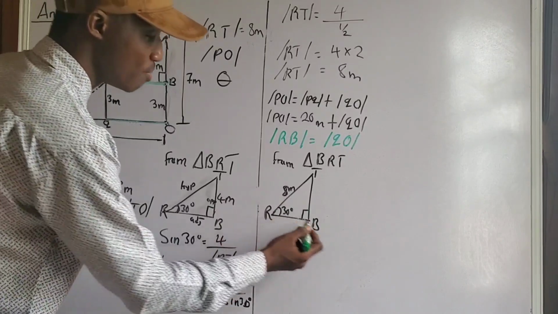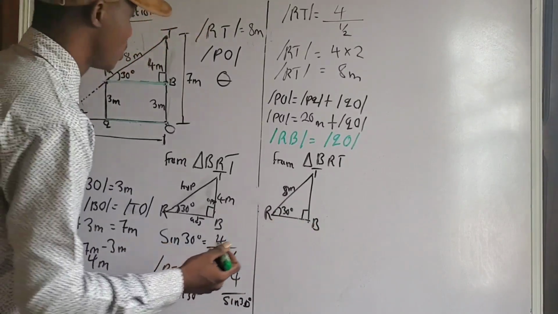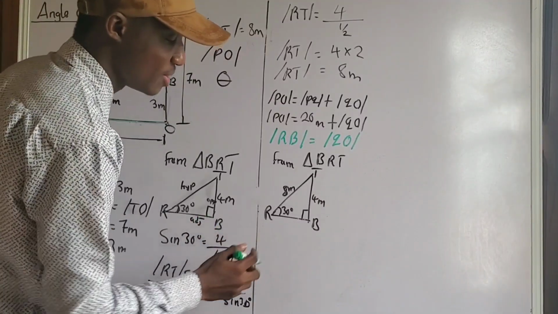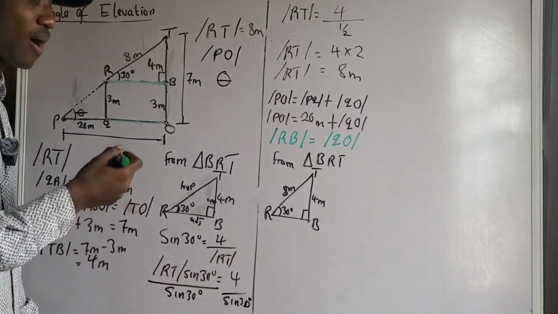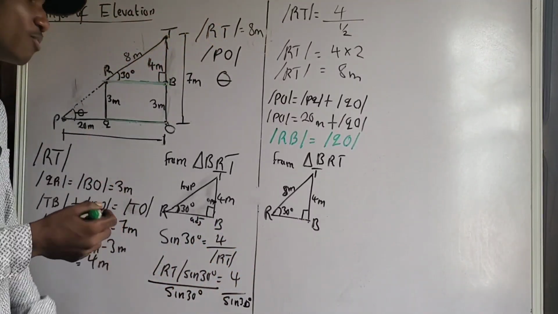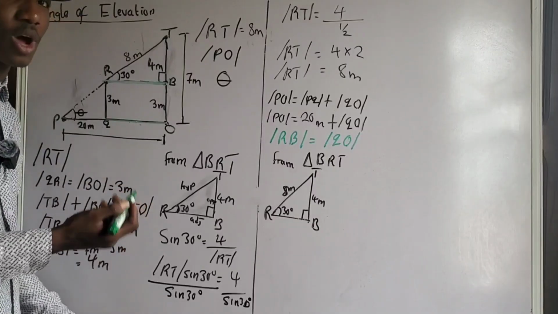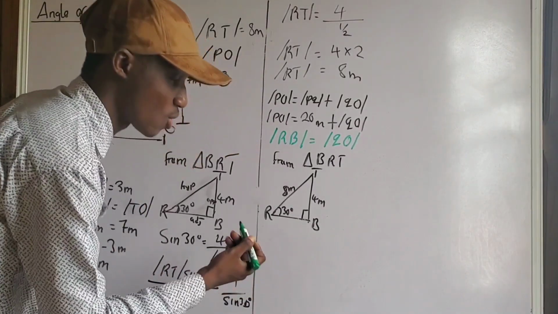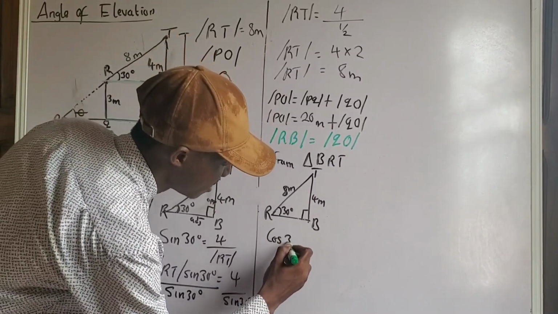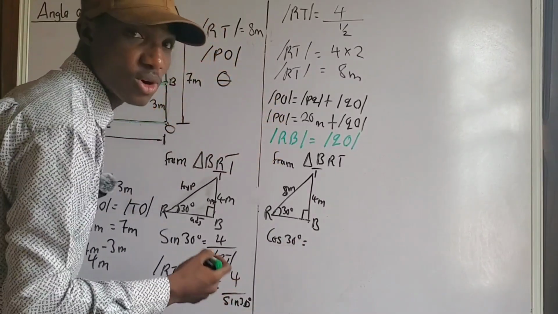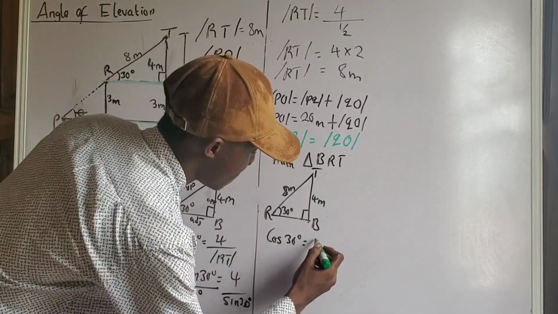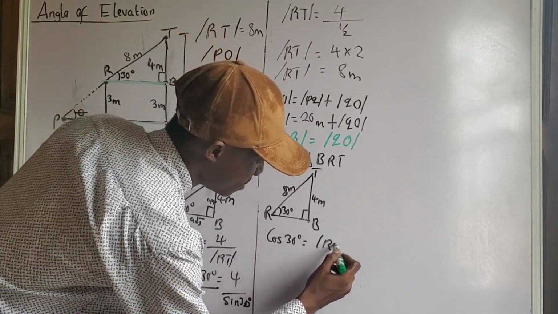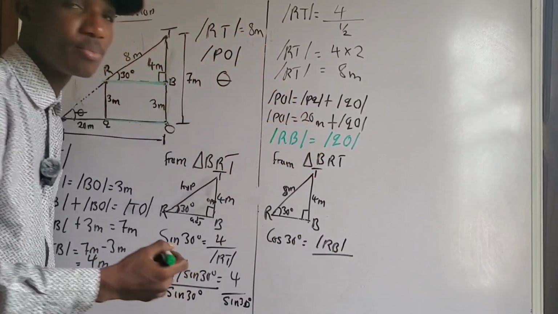Now listen to me carefully. We are looking for RB, you know. Now, to get the value of RB, this is 4 meter. To get the value of RB, we can make use of cos, and we can make use of sine. Do you understand? So let us use cos. Cos 30 degree is equal to, what's that? That is adjacent. The adjacent is RB. That is line RB all over hypotenuse, which is 8.